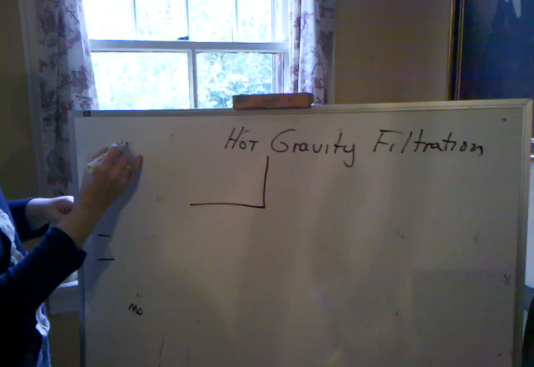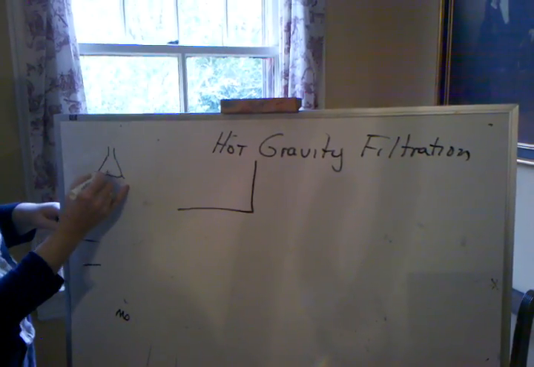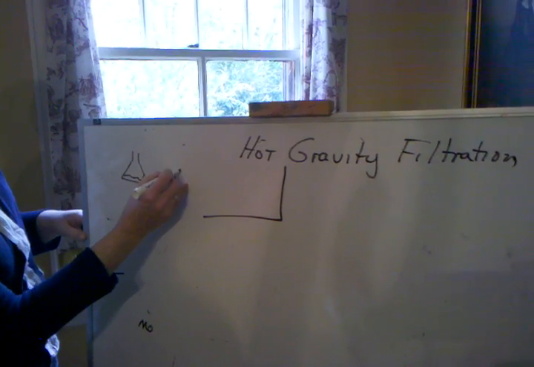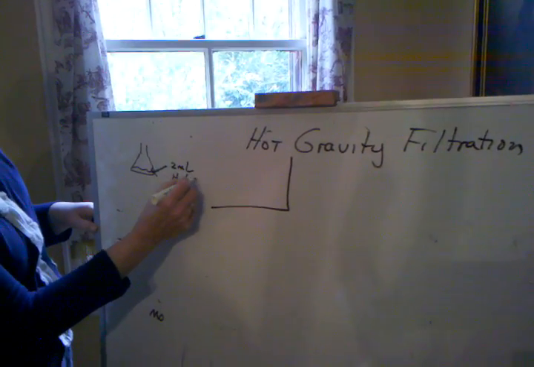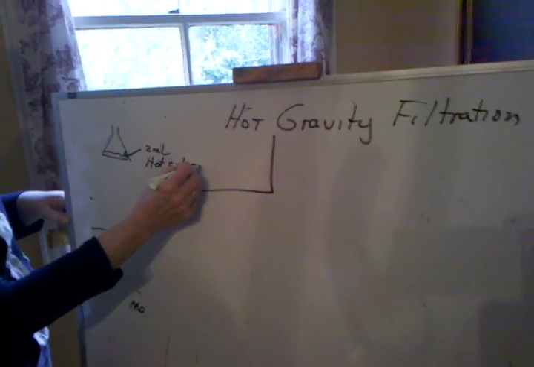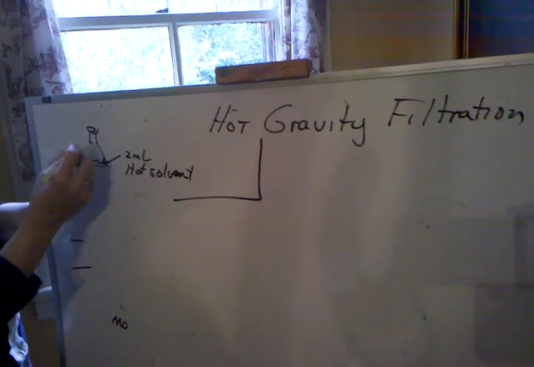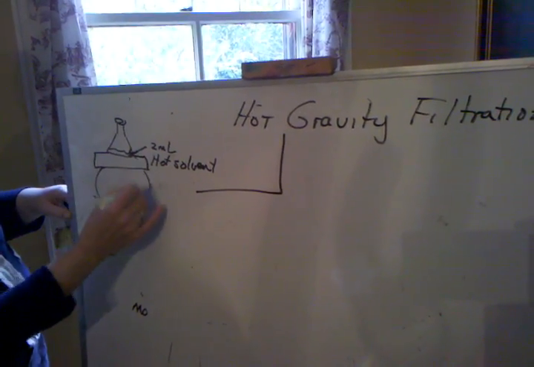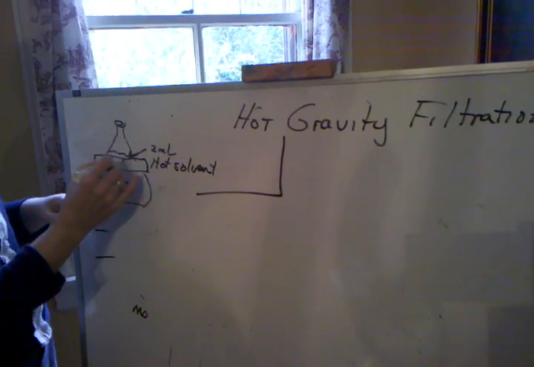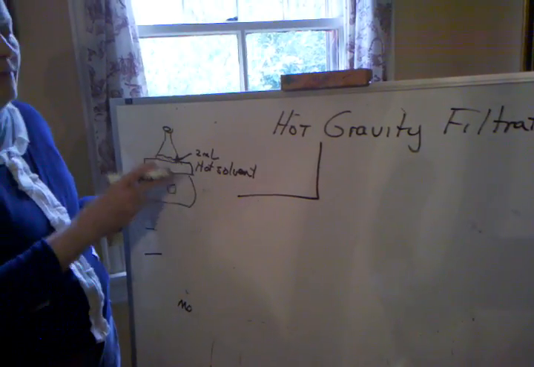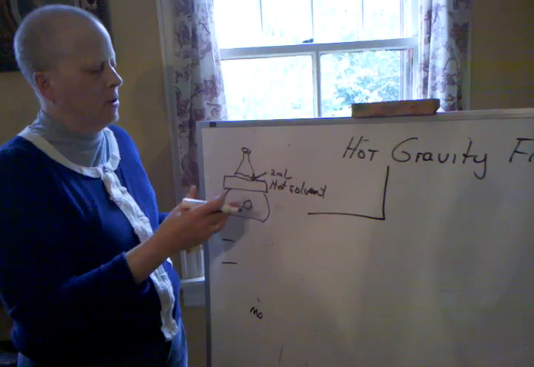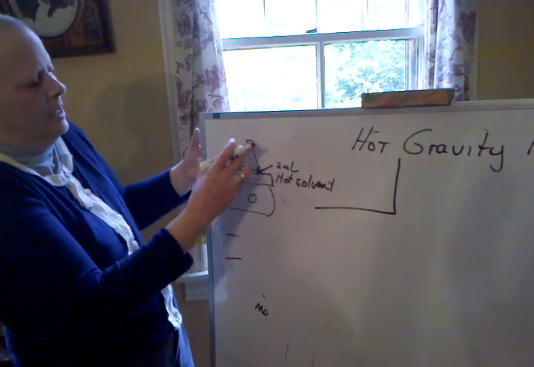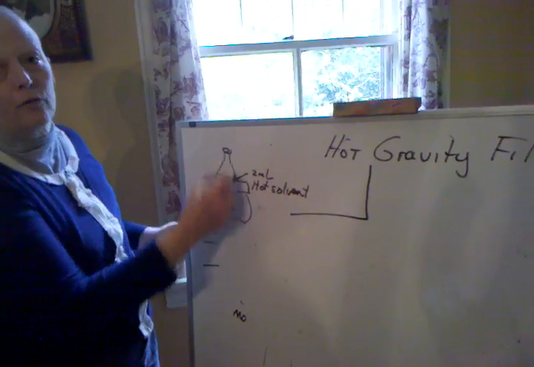You take a small Erlenmeyer, you put a little bit of the solvent in, like say 2 ml of the hot solvent, over the top of your Erlenmeyer. You put this on a hot plate, and you're warming that solvent. You're actually creating, it's not steam, but let's say we're using ethyl acetate, sort of like vapor in there, so it's sort of refluxing.